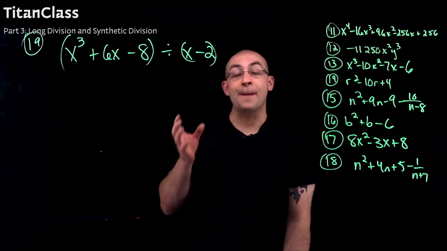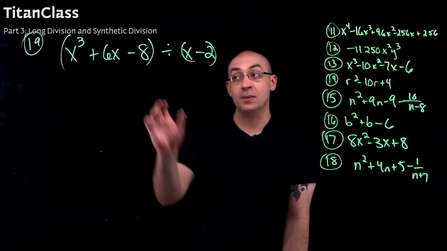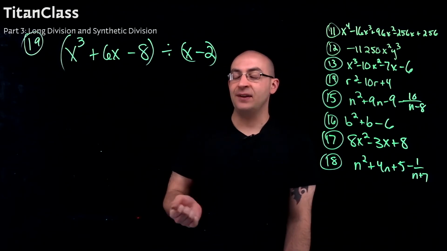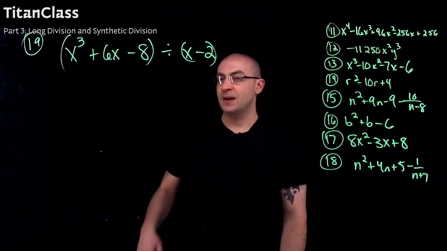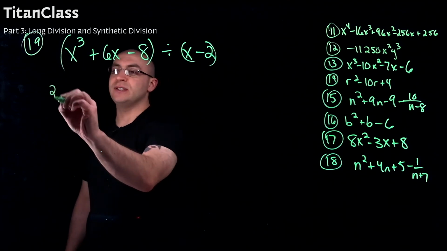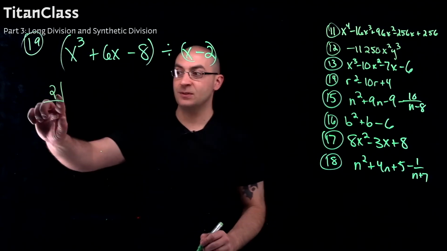So when we are missing a term, because we're missing the square term, we still have to pretend like that term is there in order to do synthetic division correctly. So here's what I mean. Plus 2, or 2, is the number in the balcony. Right? There's no debate about that.